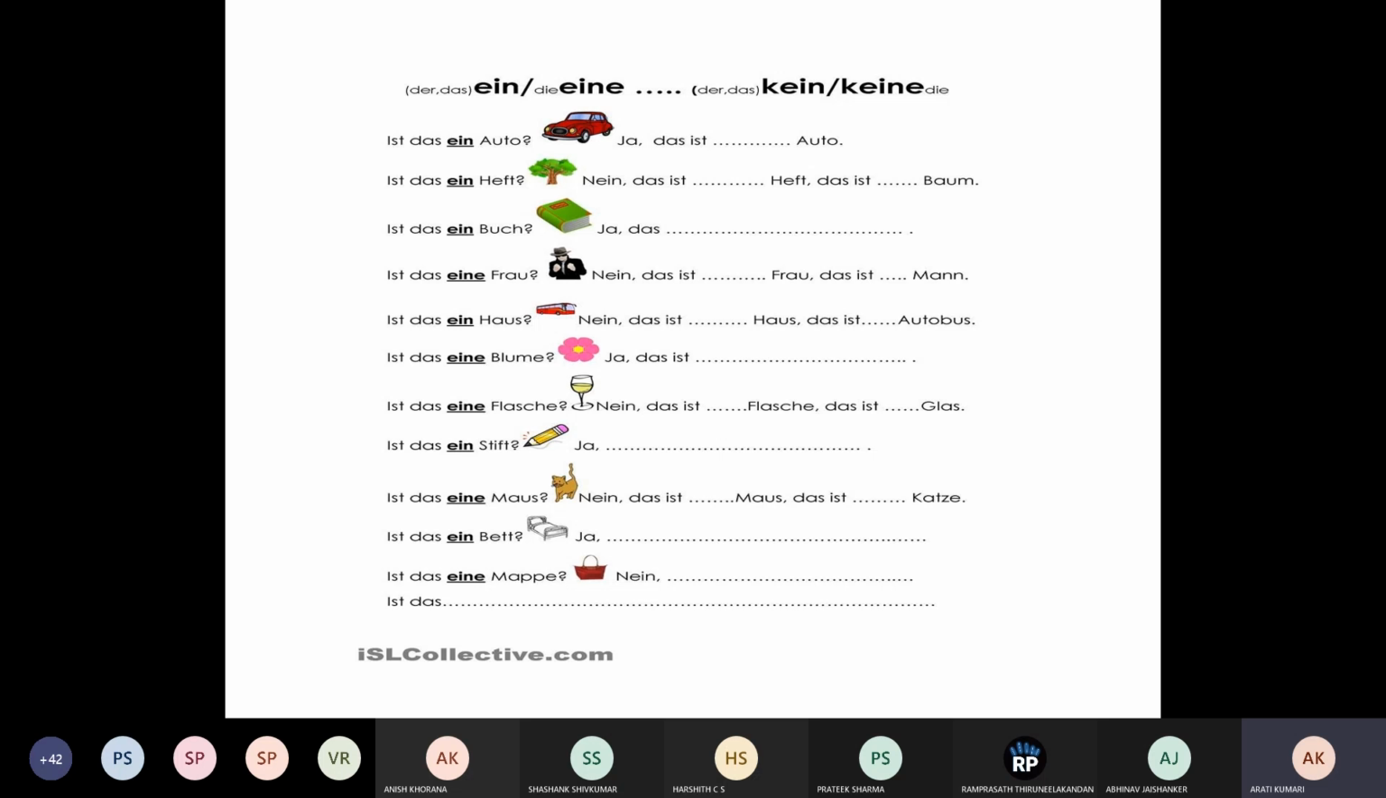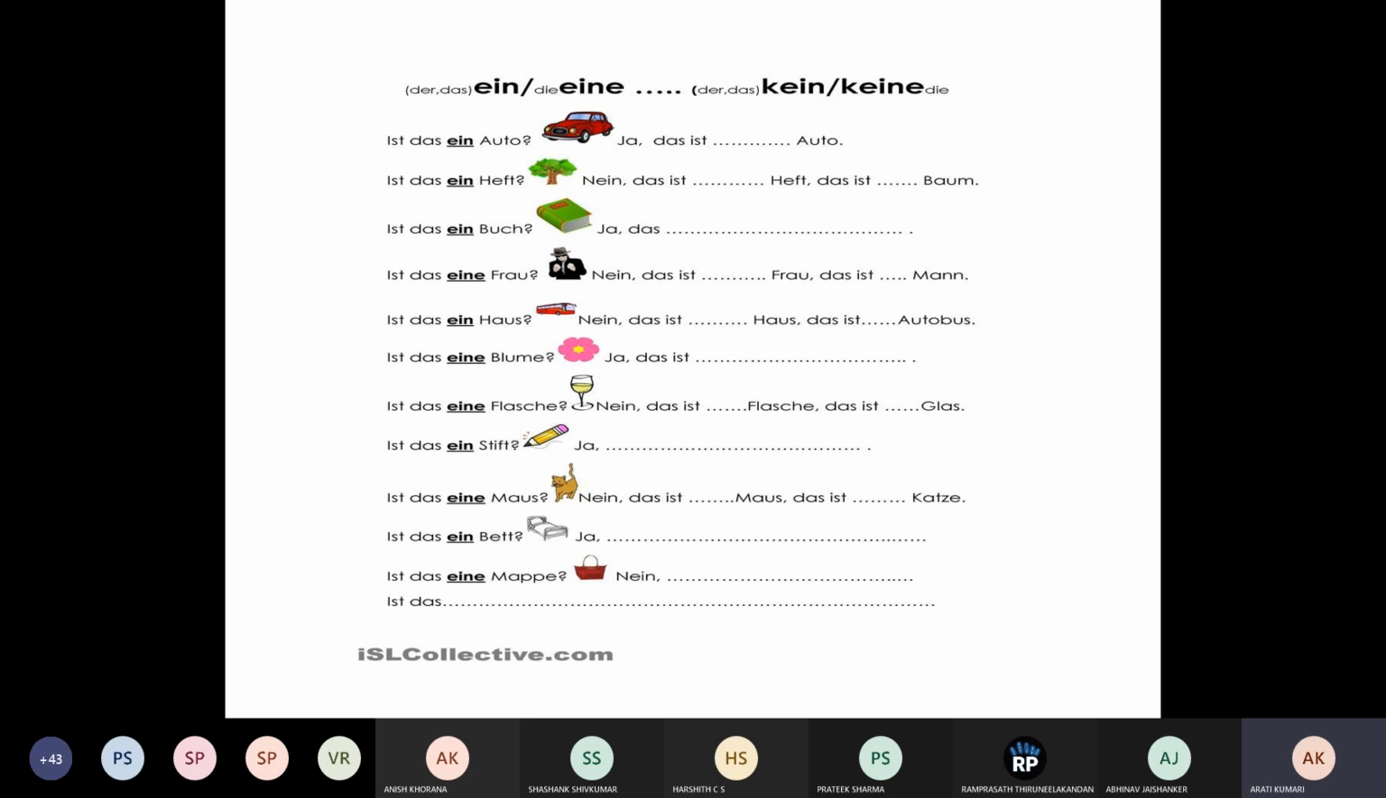Is this a house? The sentence says it's not a house. It is an Autobus. So the article for house, does anyone remember what's the article for house? It's das Haus. Plural of house? Die Häuser. Yeah, das Haus, die Häuser. Okay, and then you have Autobus. Das ist Autobus.